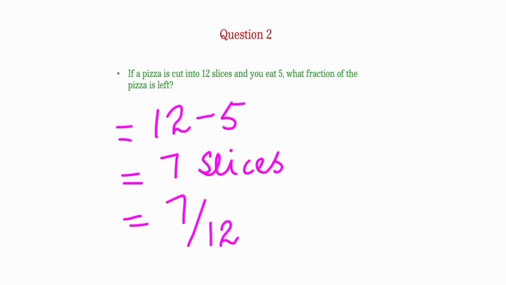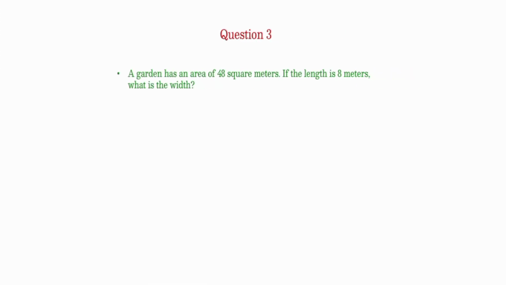Now next question is, a garden has an area of 48 square meters. If the length is 8 meters, what is the width? Now the question says the area is mentioned and the length is also mentioned. You have to find the width. We know that area is equal to length times width. Area is directly equal to the length times width.